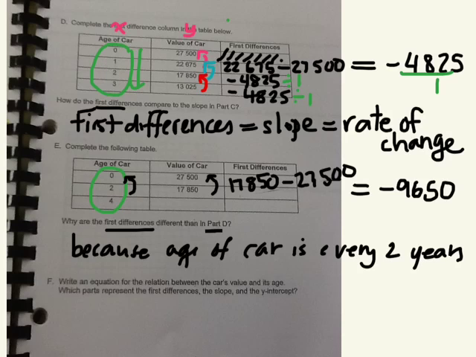So if we fill in the missing value, for the value of the car after 4 years, what's it going to decrease by? Okay, so after 2 years, this is the value. Another 2 years after that, I got to subtract 9,650. So we have a value of 8,200. That's at the 4th year.